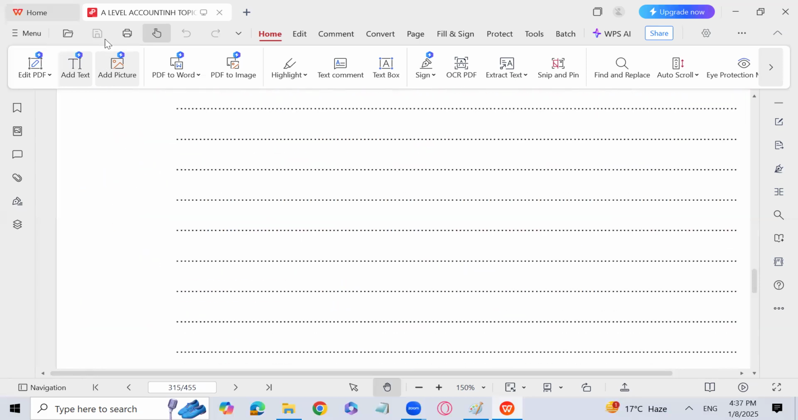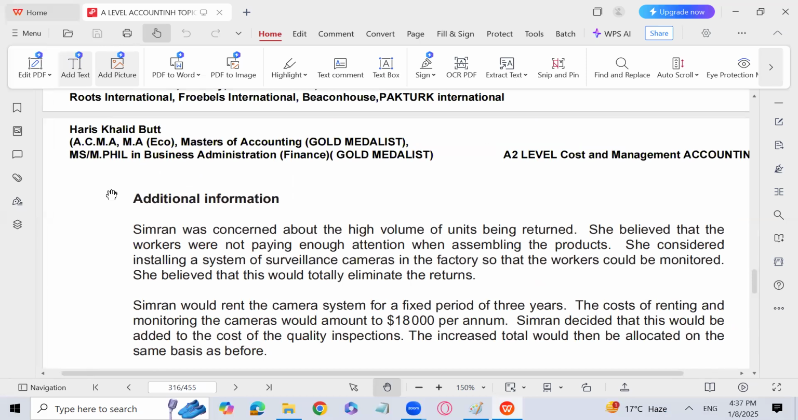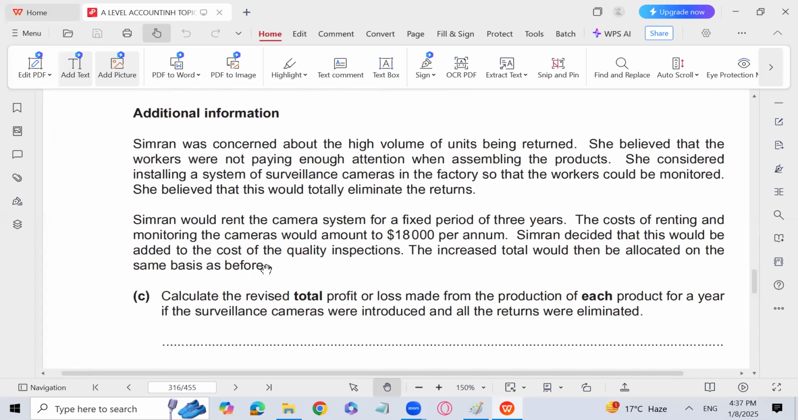Let's study the remaining part. Simran decided that this would be added to the cost of quality inspection. The increased total would then be allocated on the same basis as well. Calculate the revised total profit or loss made from the production of each product for a year if the surveillance cameras were installed and all the returns were eliminated. Now what will happen to our returns? They will be eliminated, and we are able to sell them because of the surveillance camera. So the total cost will increase, obviously, but the sales will increase more.